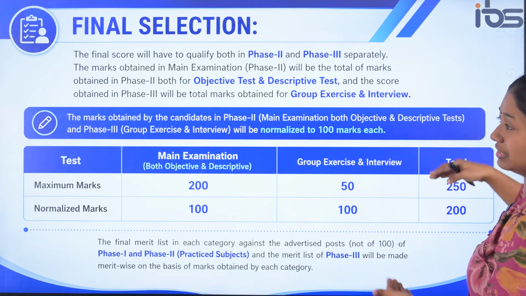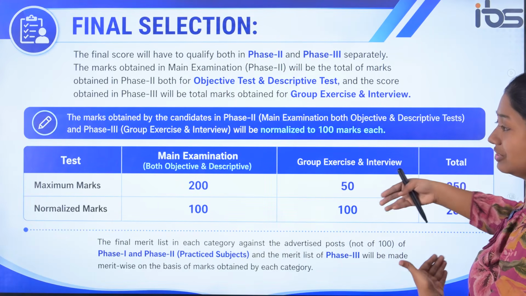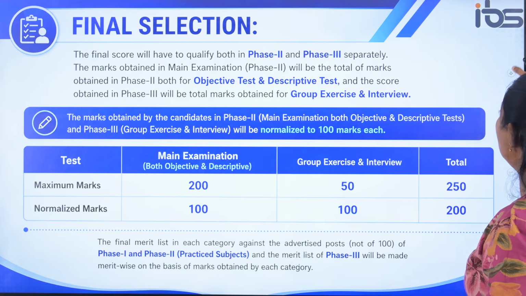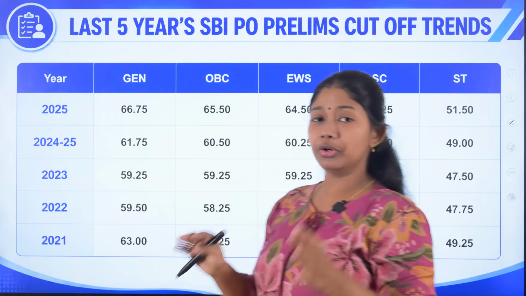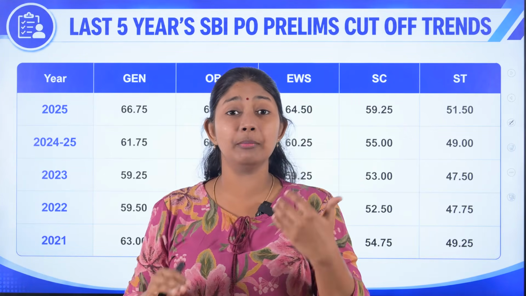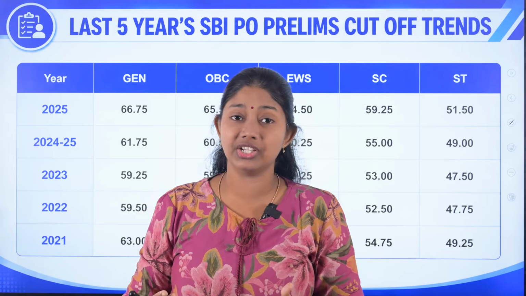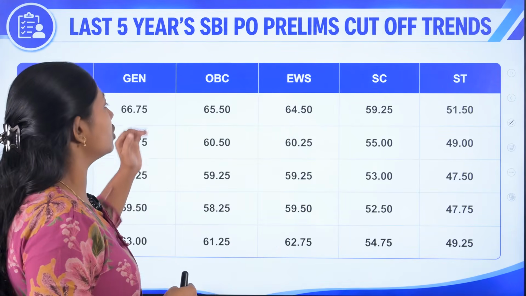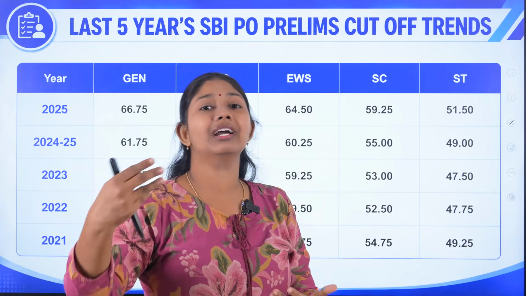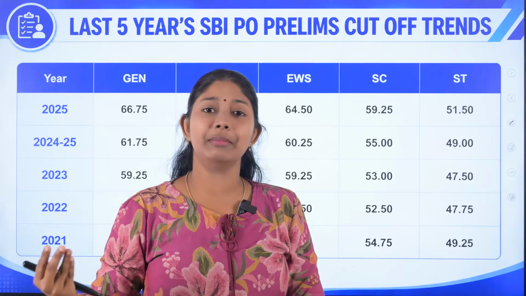Coming to the final selection, you will have a psychometric test and the descriptive paper, and everything will be added. We have discussed all these. The main thing we are going to deal with here is strategy, topics, emphasizing important topics, marks and weightage. All of this is based on previous exam papers, with data collected from previous memory based papers.